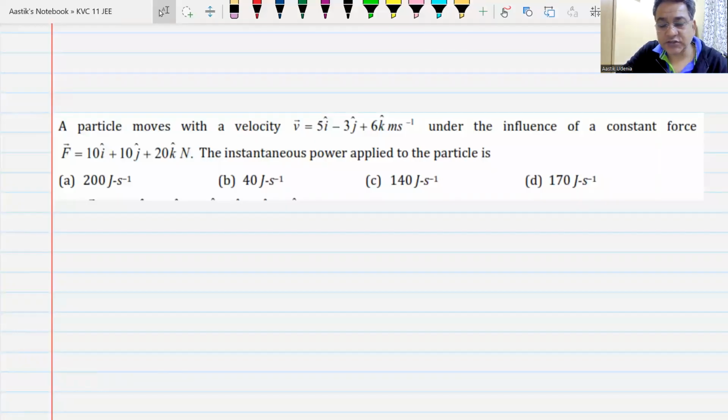Then comes the next question, and this is the next question. A particle is moving with some velocity under the action of some force. You have to tell me what is the instantaneous power developed or applied to the particle. You have 2 minutes to give me the answer for this one.